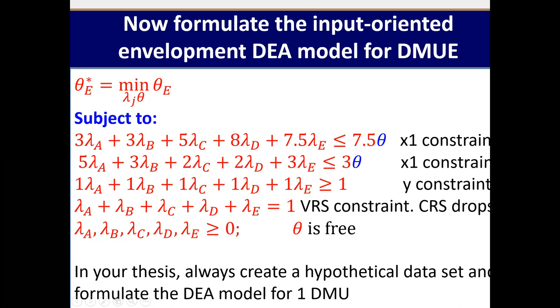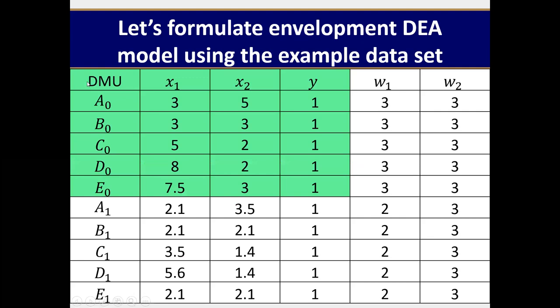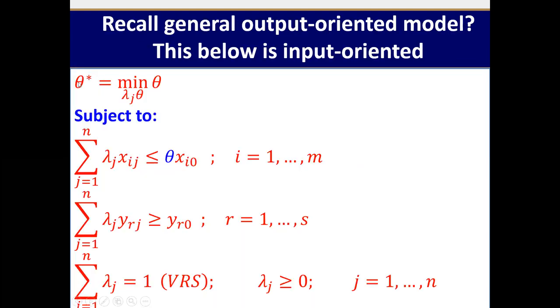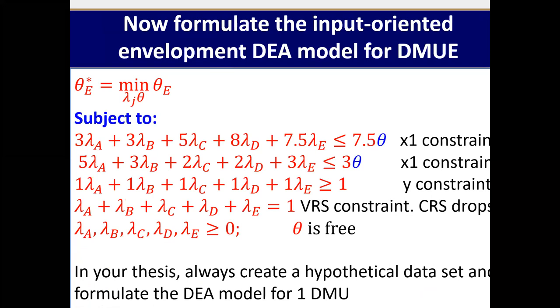Now, watch it. We are doing it for one firm. Remember, you always formulate for one particular firm. So this is the theta. It is this model that you are seeing here. That's what we are doing. First thing is to write theta star. Remember, it's input oriented, we just did. So we are doing it for firm E, so it will be theta E star. Then you bring minimize theta with a subscript lambda. The lambda is the weight. We'll talk about that. And then the theta as well. So that's the objective function, and that's what you see here.